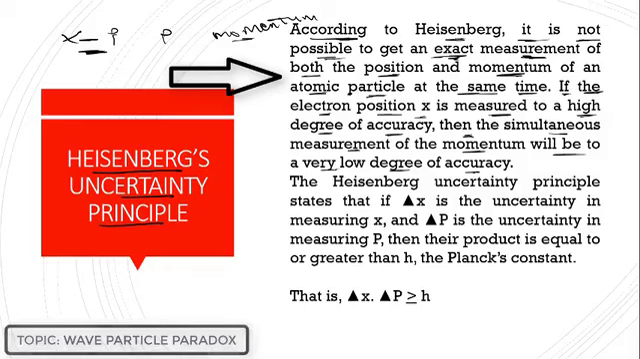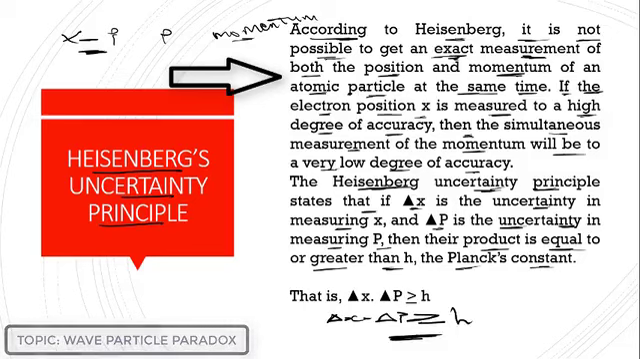Alright, so Heisenberg's uncertainty principle went ahead to state that if the change in x is the uncertainty in measuring x and change in p is the uncertainty in measuring p, then their product is equal or greater than h, h being Planck's constant. Simply, what Heisenberg was saying is that change in x multiplied by change in p is greater than or equal to Planck's constant.